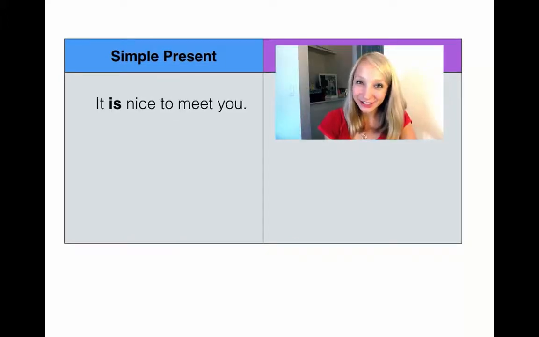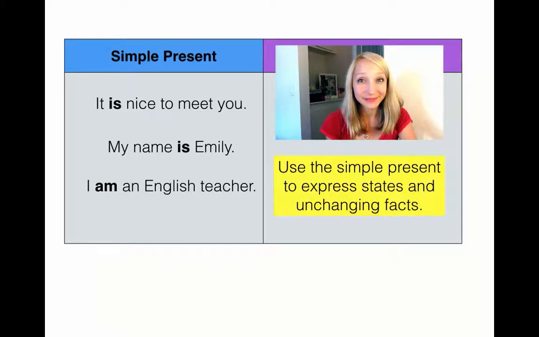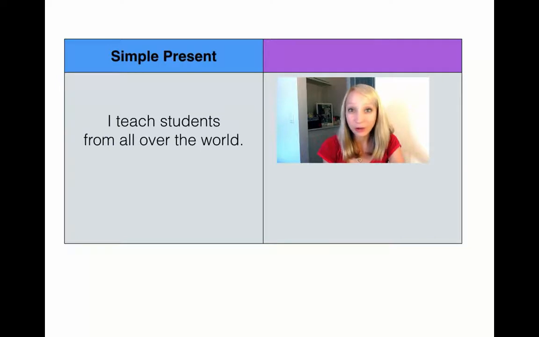Hi, it's nice to meet you. My name is Emily, and I'm an English teacher. We use the simple present to express states and unchanging facts. As you can see, we have the be verb here, which is a verb of state, not a verb of action. I teach students from all over the world.